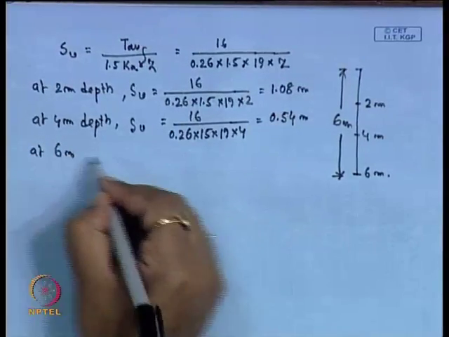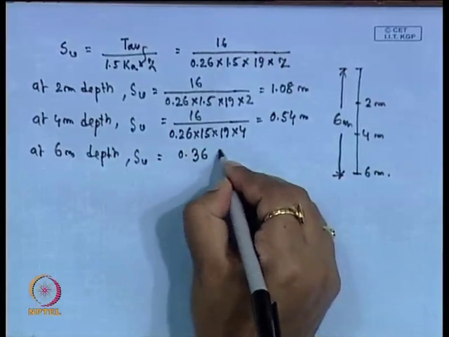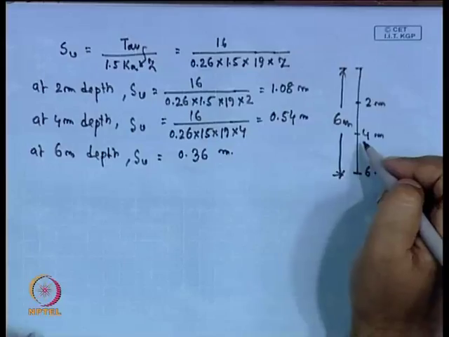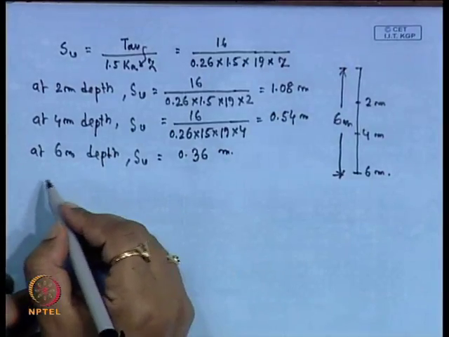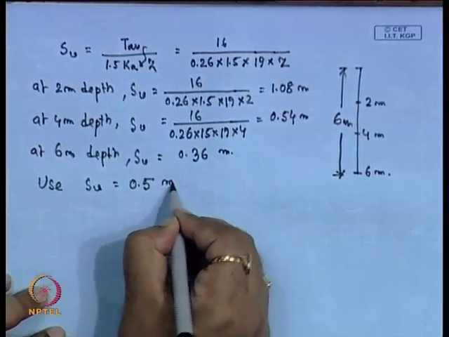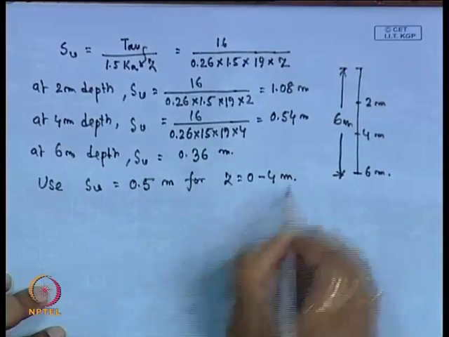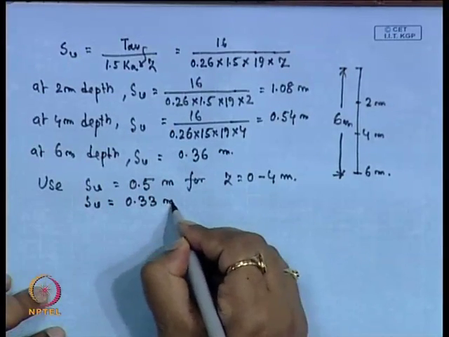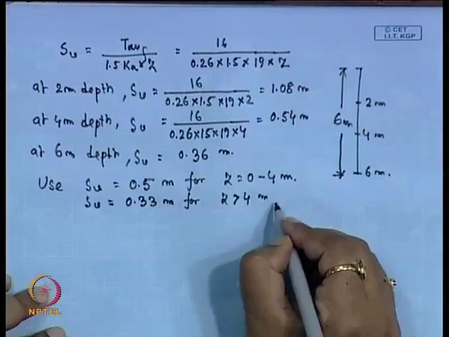Similarly, at 6 meter depth, SB is 0.36 meter. So, we can see at the 6 meter depth 0.36, at 4 meter depth 0.54 and at 2 meter depth 1.08. So, for this case, I am taking SB equal to 0.5 meter for z equal to 0 to 4 meter and SB equal to 0.33 meter for z greater than 4 meter, that means 4 to 6 meter.